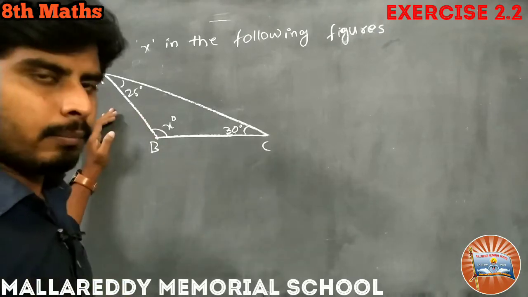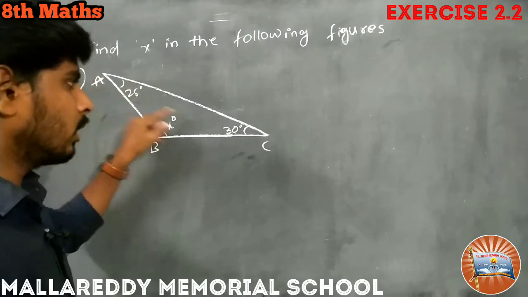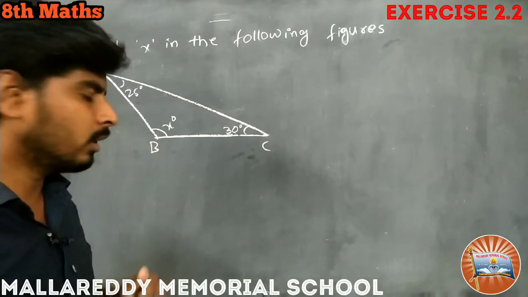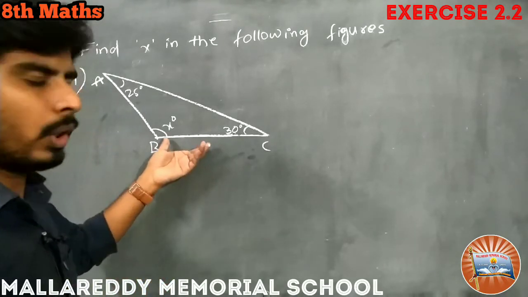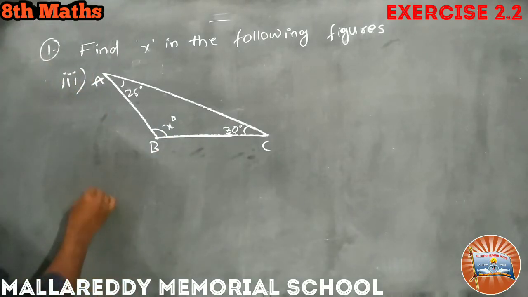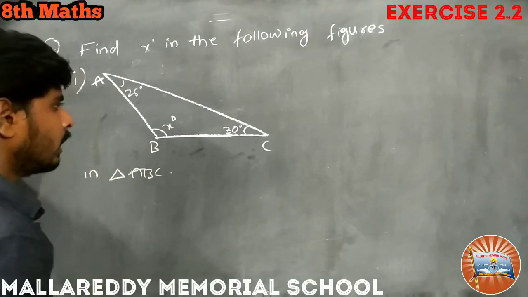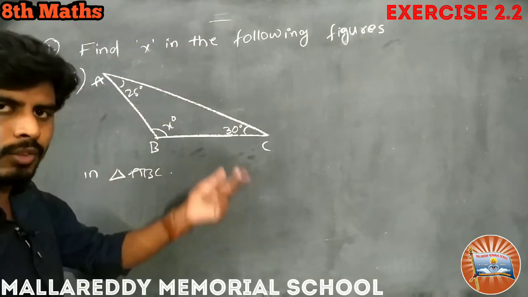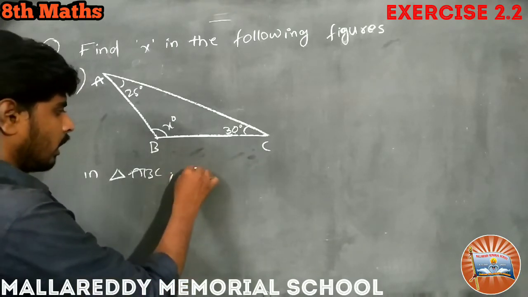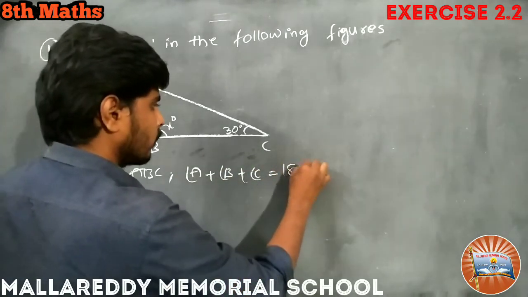Now problem number 3. Given triangle ABC, angle A is 25 degrees, angle C is 30 degrees and angle B is x degrees. We have to find the x value here, right? Here I am going to use again the angle sum property of a triangle. In triangle ABC, what is the angle sum property? The sum of three interior angles is equal to 180 degrees, which was used in the previous problem. So angle A plus angle B plus angle C is equal to 180 degrees.